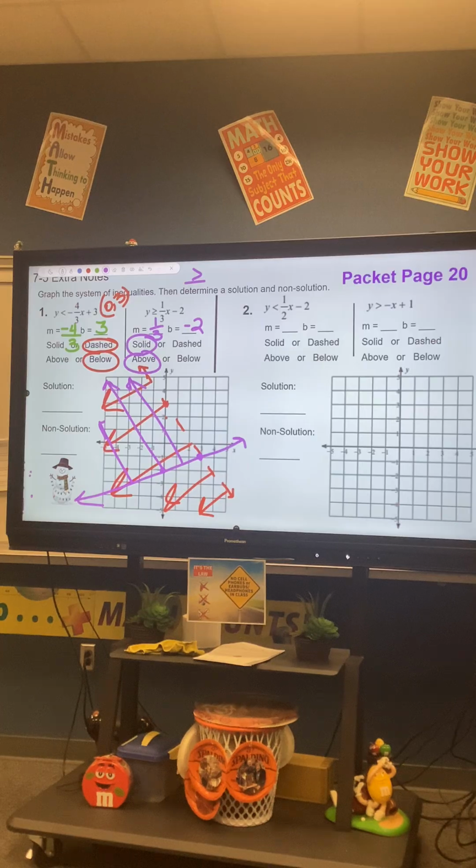Here you go, baby. Anybody else need a color pencil?